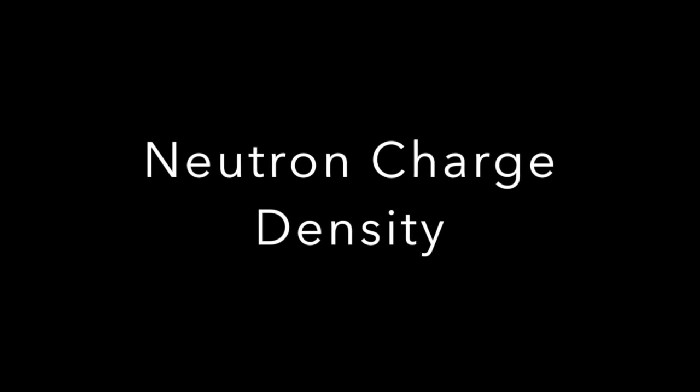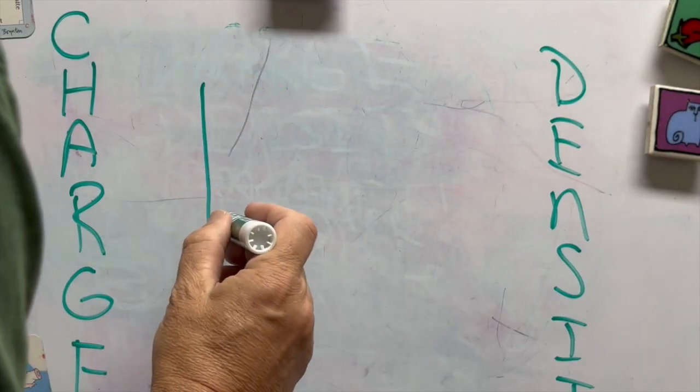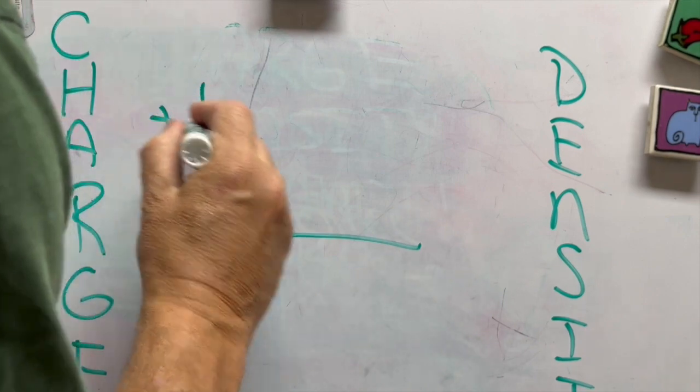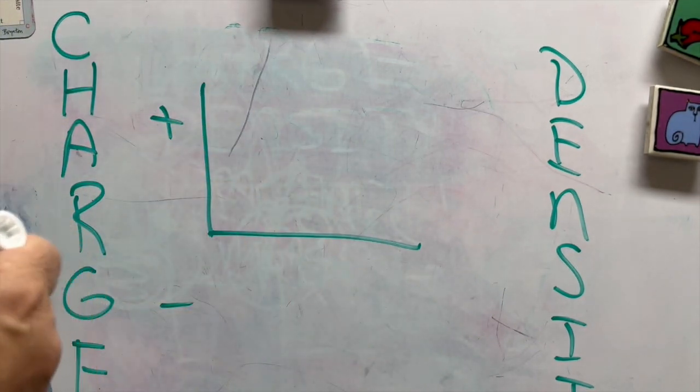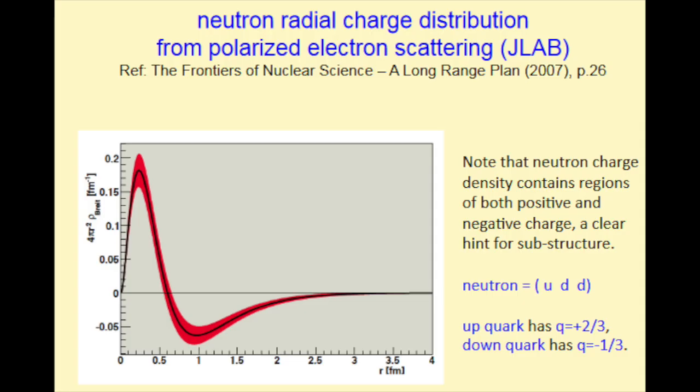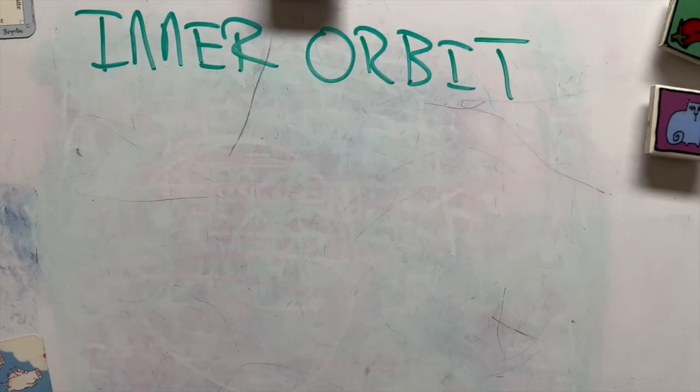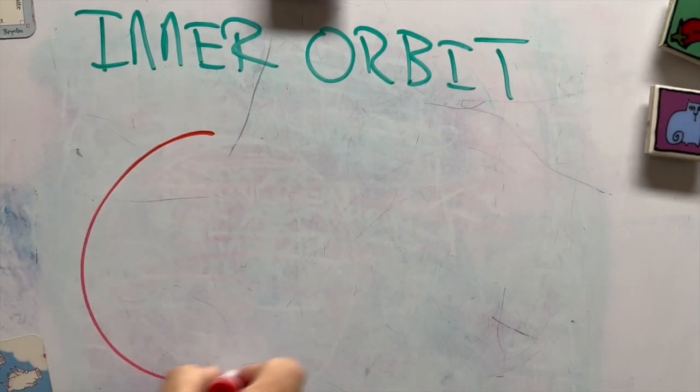What about neutron charge density? Studies lately have shown that the neutron charge density is not neutral, but goes positive and negative. This is the key, because if that's true, then maybe there can be an inner orbital. So what would this look like?